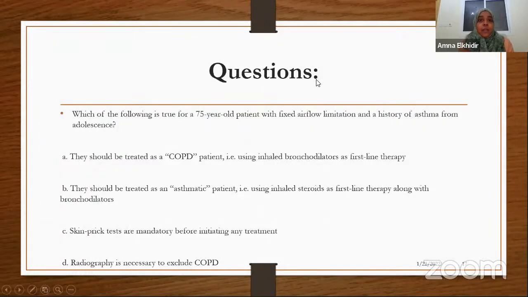I have a couple of questions regarding asthma. The first one: which of the following is true for a 75-year-old patient with fixed airflow limitation and a history of asthma from adolescence? A, they should be treated as a COPD patient using inhaled bronchodilator as first-line therapy; B, they should be treated as an asthmatic patient using inhaled steroid; C, skin prick tests are mandatory before initiating treatment; or D, radiology is necessary to exclude COPD. So you can interact in the chat.